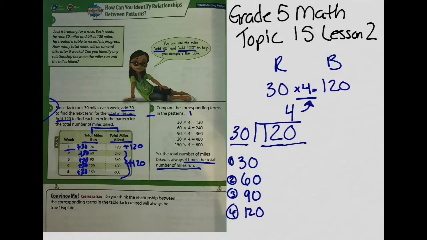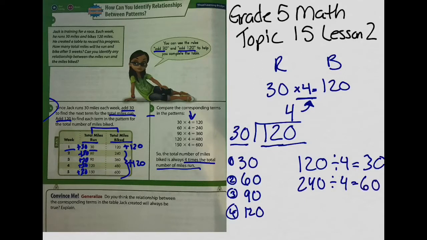And you see that true for the entire table. So 30 times 4 is 120. 120 divided by 4 equals 30. And we could do the same thing with the reverse of the 60. 240 divided by 4 equals 60, and so on down the table.